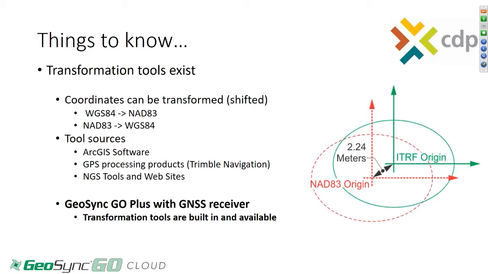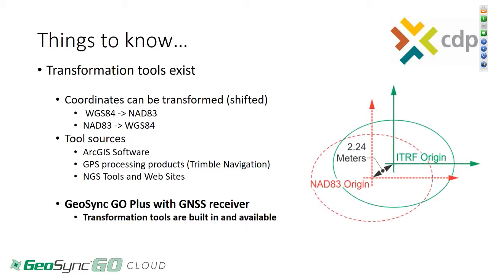And because these coordinate systems are different, we do need to be able to do transformations and have tools available to do that. So in the event that our output is in WGS84 and we need it to be in NAD83, then we need to be able to shift those coordinates. And those tools do exist.